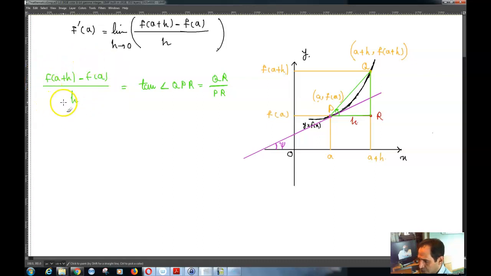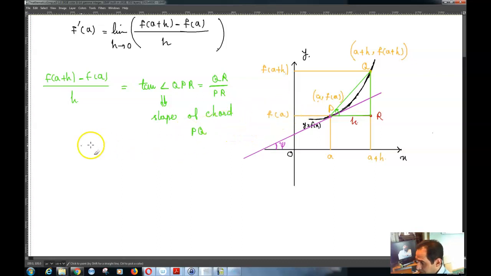So this is the ratio, and this ratio is equal to tan of QPR, tan of this angle, and we are basically taking the limit of that ratio, which is basically the slope of the chord PQ, the slope of this chord. So this is also equal to the slope of the chord PQ.